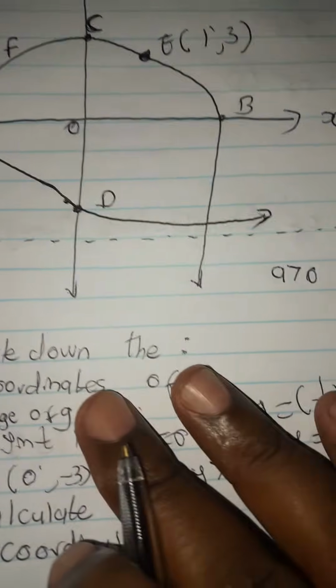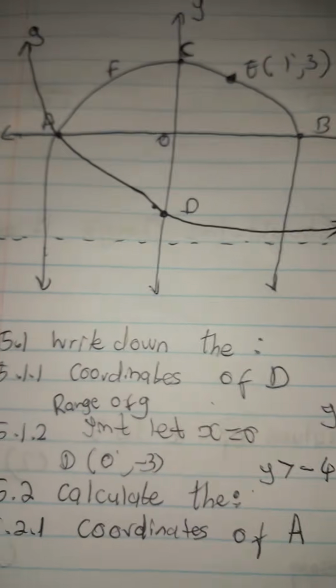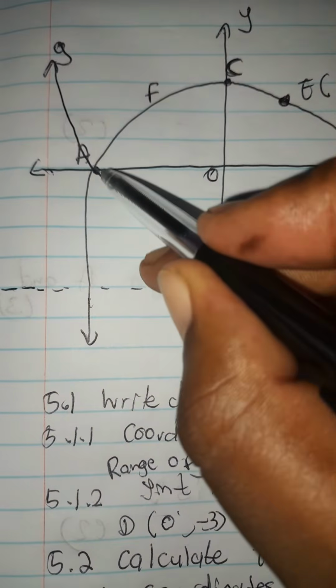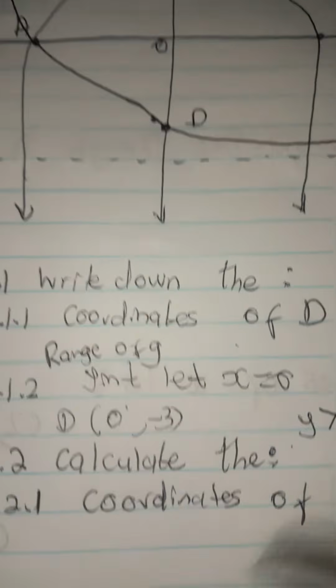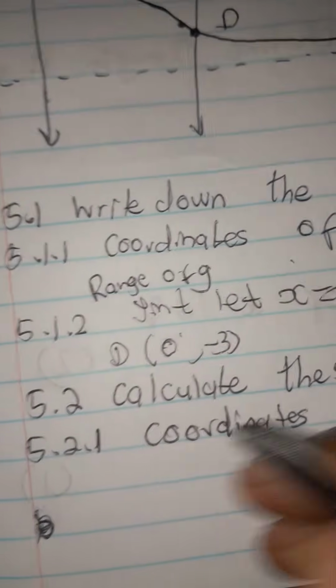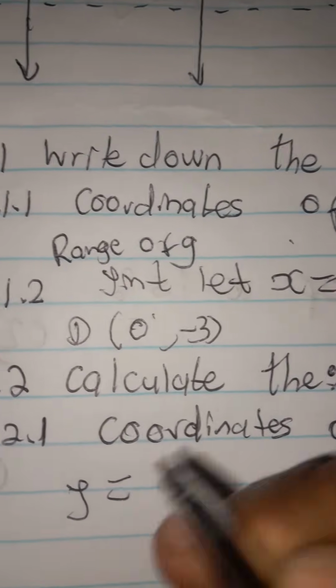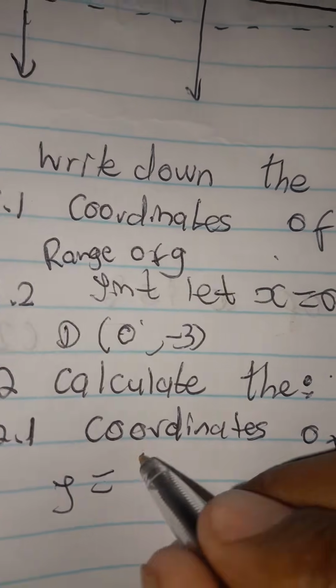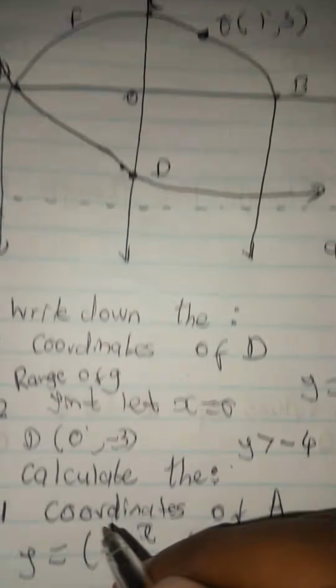Then we are at 5.2.1. Calculate the coordinates of A. Okay, A, we are being told that it's an x-intercept of both graphs, or the intersection. What we could do is we can use the exponential graph equation, which is given as half to the power of x minus 4, right? If I'm not mistaken, yes, it's like that.